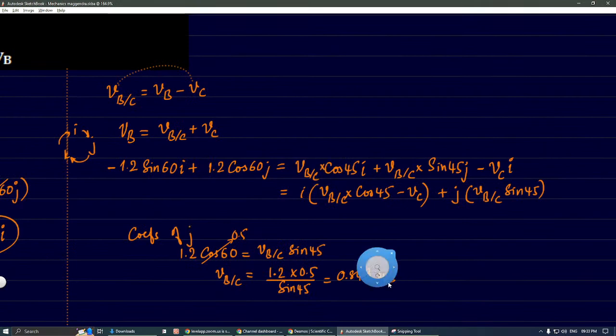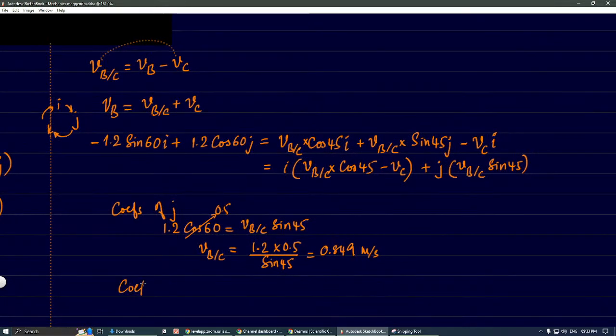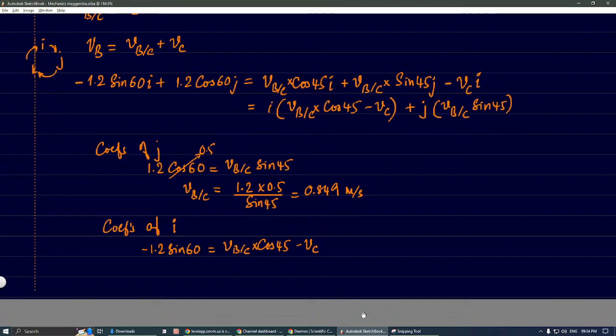Next we have to compare coefficients of I. So for I, the left side coefficient is minus 1.2 sin 60, and the right side coefficient of I is velocity of B with respect to C into cos 45 minus VC, right? Correct, sir. Velocity of B with respect to C we can substitute here, and we get velocity of VC.